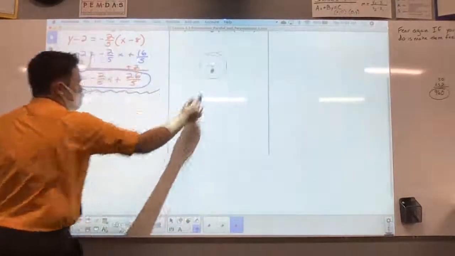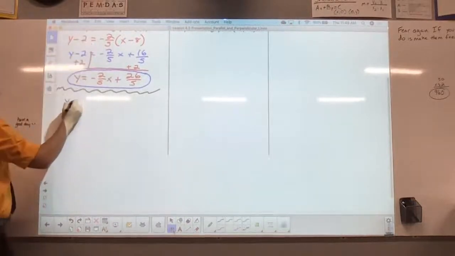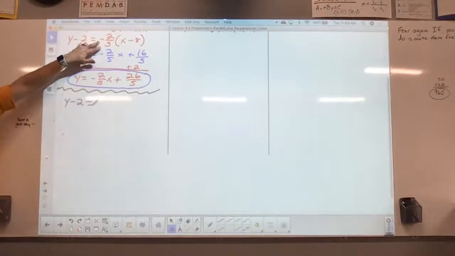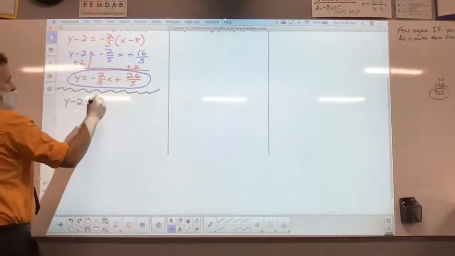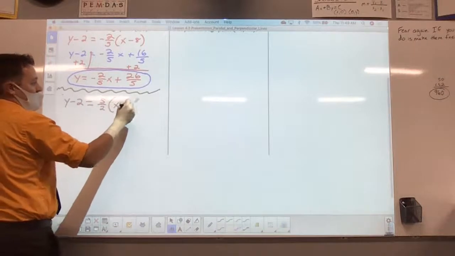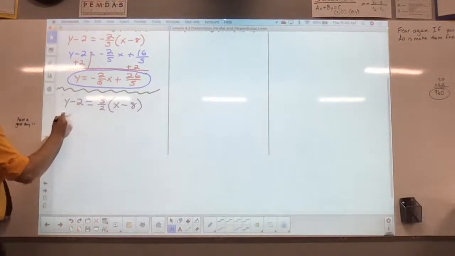So what you guys need to do now is do the same problem again. y minus 2 equals. However, this time we're doing the perpendicular. What is the perpendicular slope of negative 2 over 5? 5 over 2, and it would now be positive. But everything else is exactly the same. The only difference would be the slope. And now you solve this one out. This one will actually come out nice and simpler.